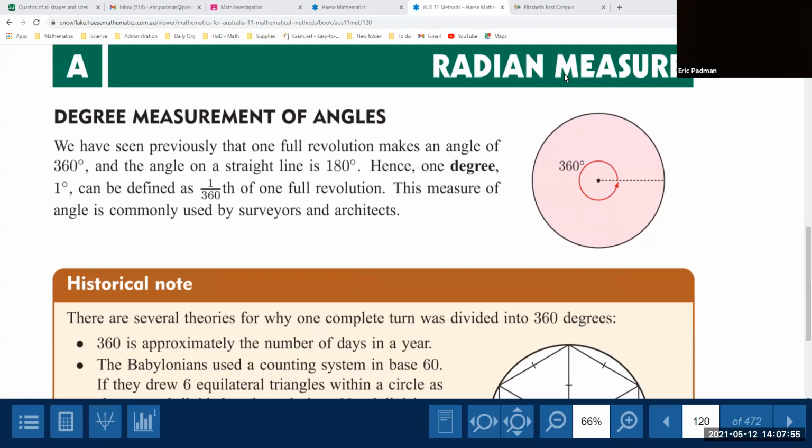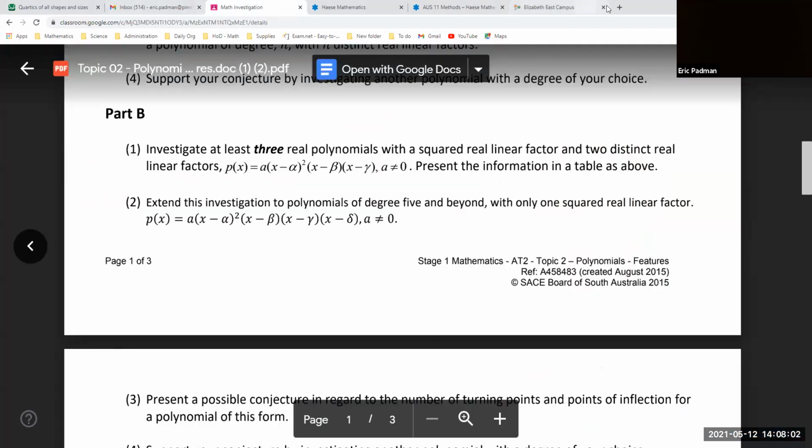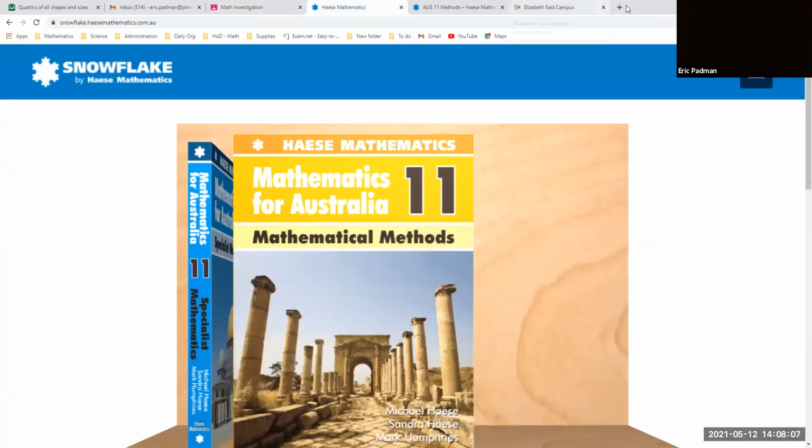So we are in PO6 and we are going to cover a few things. A couple of things that we're going to be looking at. We're going to be looking at your math investigation. We're going to be looking at your homework as well.